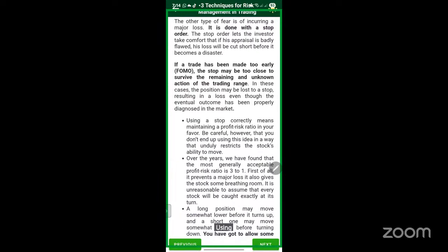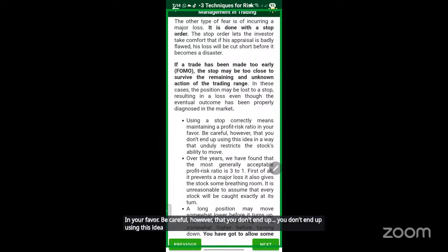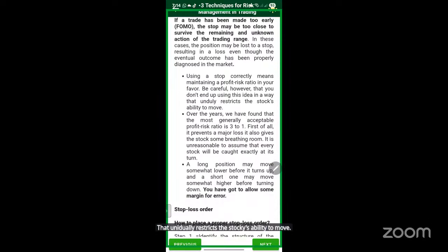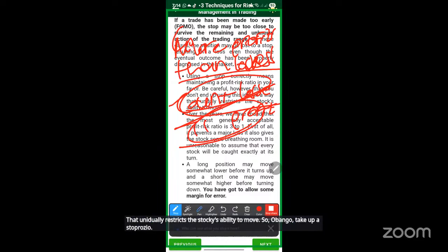Using a stop correctly means maintaining a profit risk ratio in your favor. Be careful, however, that you don't end up using this idea in a way that unduly restricts the stock's ability to move. So when you put your stop loss, don't put the stop loss too close.